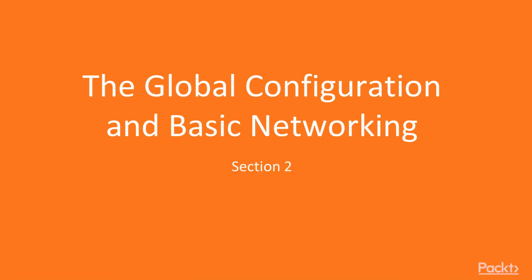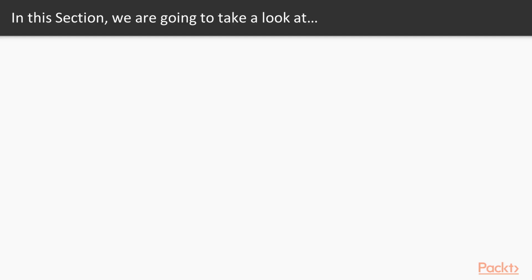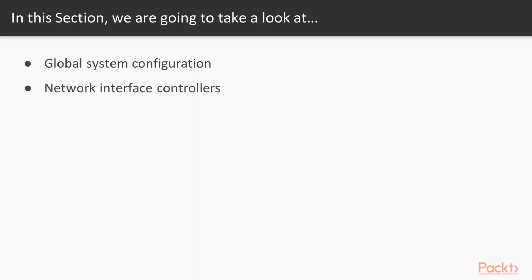In Section 2, we will examine global configuration and basic networking. This section has 3 parts to it. In the first part, we'll cover the global system configuration using the setup wizard in Web Configurator, followed by adding and configuring our network interface controllers. And the last lesson will be setting DHCP and static IP options for our wide area and local area networks.